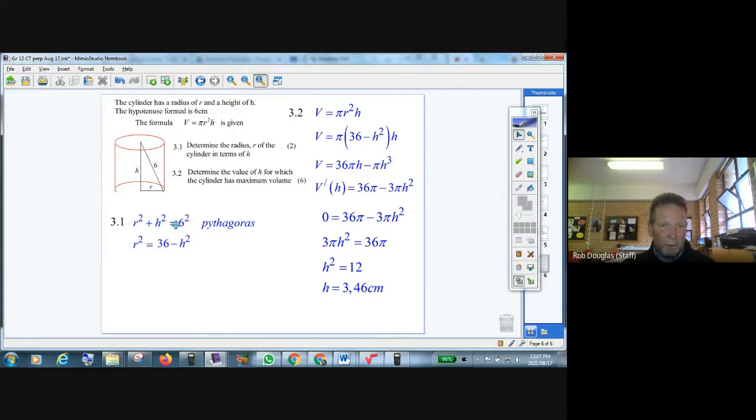r squared plus h squared equals 6 squared. Well, 6 times 6 is 36. We subtract h squared, and that's r squared in terms of h squared. All done, r in terms of h.